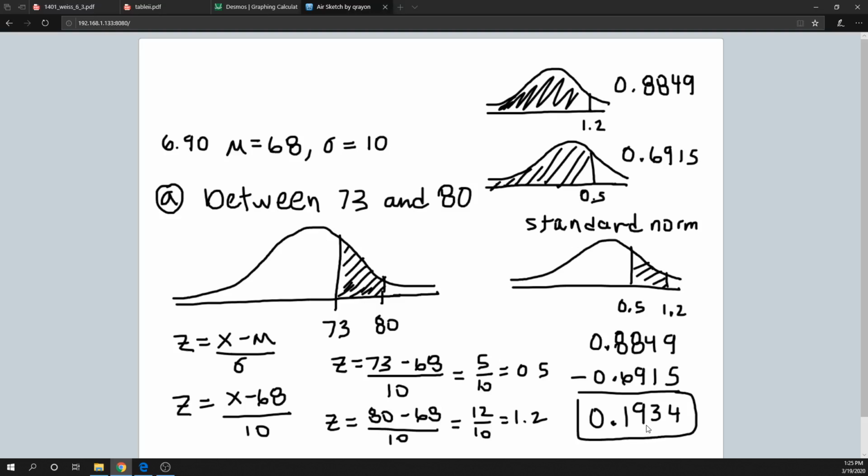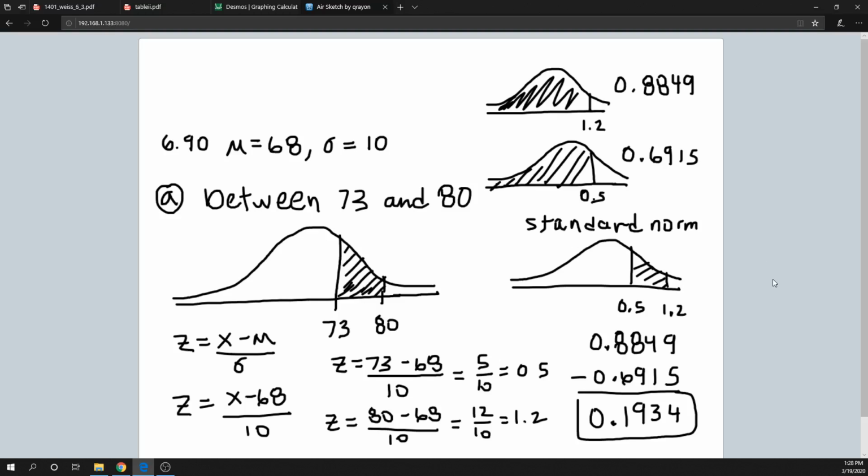If you're going to write it as a percent, that would be 19.34%. So what you would say is that about 19.34% of all the observations lie within the range of 73 to 80, or the probability, if you did this experiment, that the value of the random variable would be between 73 and 80 is 0.1934. Okay, and then I'm about to erase this.